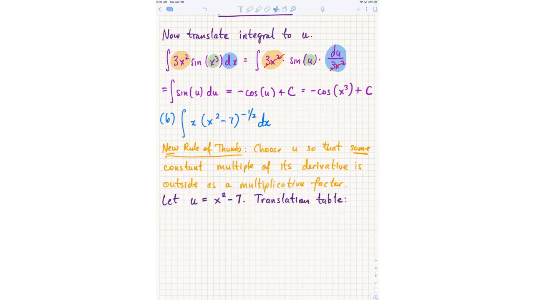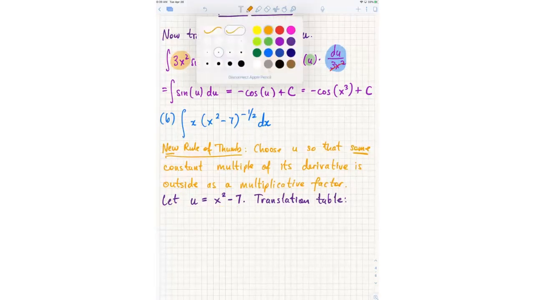Again, this function, x squared minus 7, does fulfill this new rule of thumb, right? The derivative of x squared minus 7 is 2x. And you have to ask yourself, is some multiple of 2x sitting outside? Yes, x is a multiple of 2x. It's 1/2 that is the multiple. Okay, so now let's do our translation table.